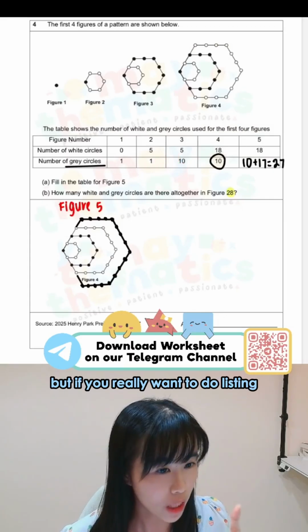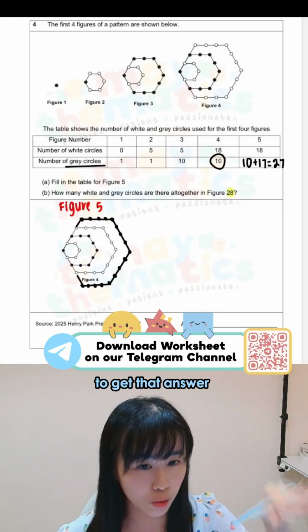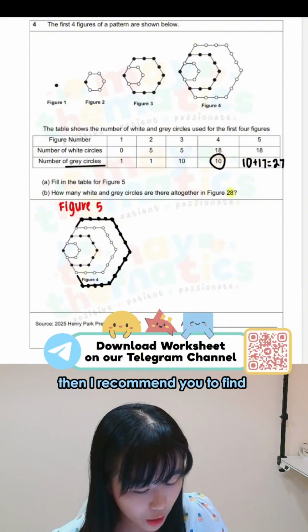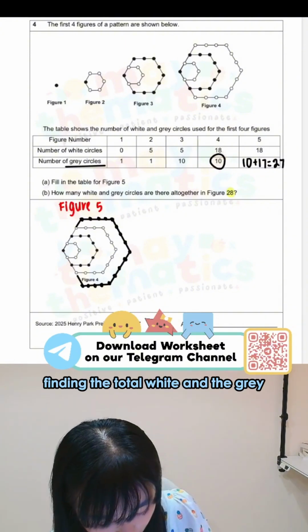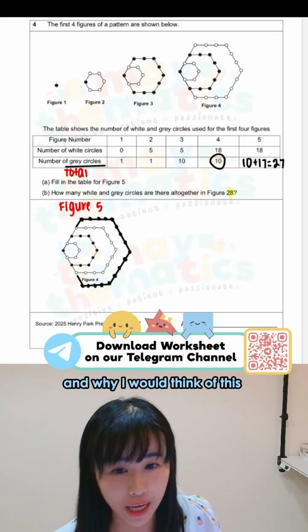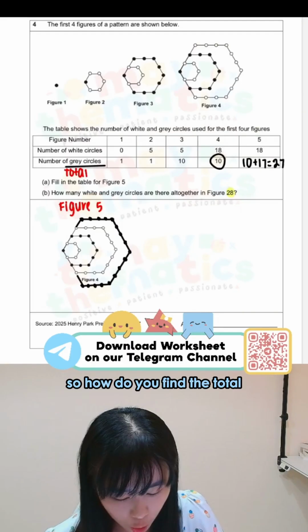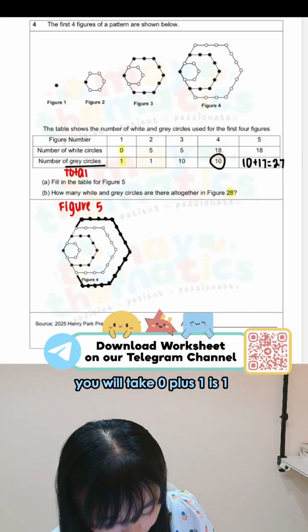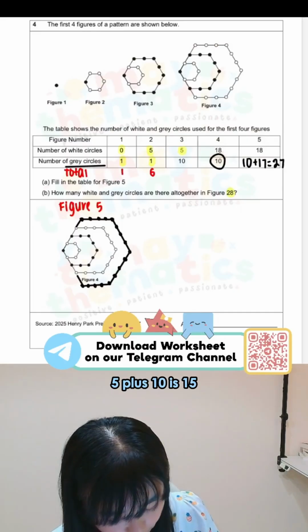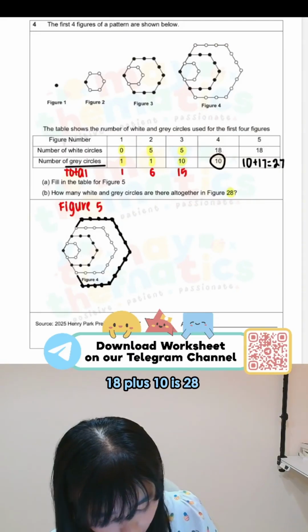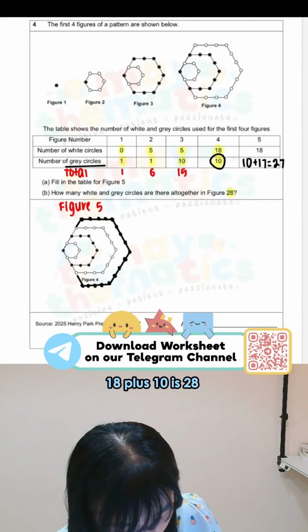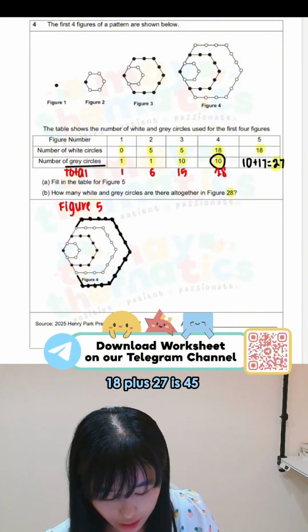But if you really want to do listing, to make use of the numbers to get that answer, then I recommend you to find one more thing, which is finding the total, white and the grey. The reason I think of this is because part B actually asks for white and grey. So how do you find the total? You will take 0 plus 1 is 1. 5 plus 1 is 6. 5 plus 10 is 15. 18 plus 10 is 28. 18 plus 27 is 45.